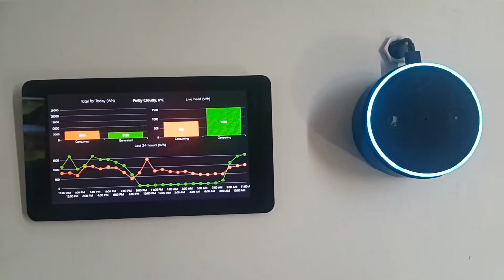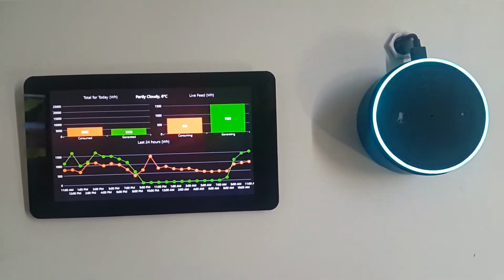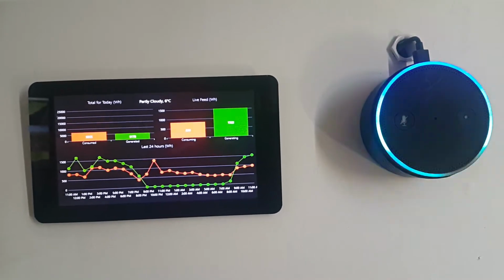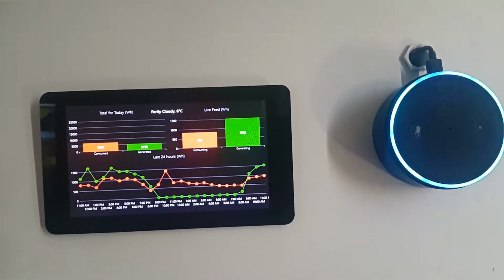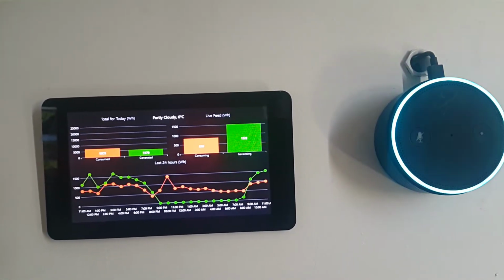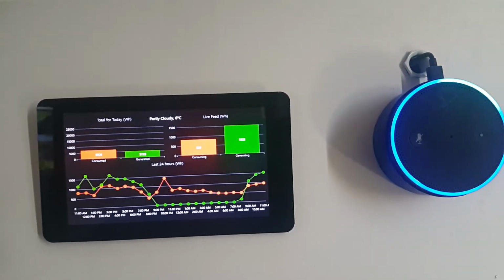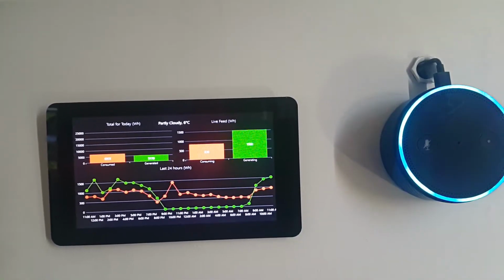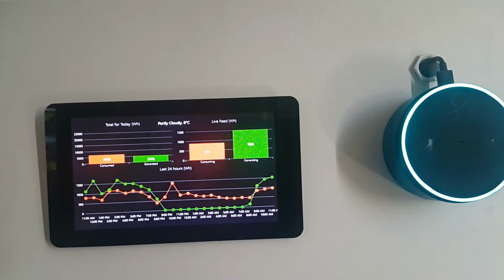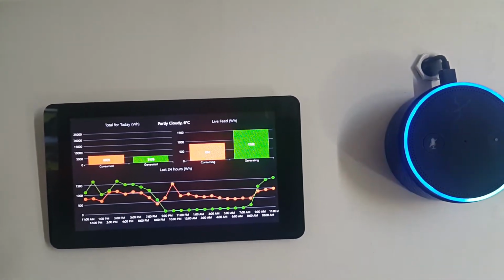What type of detailed report? Consuming, generating, or a comparison? Comparison. Is that a real-time comparison, or historic? Historic. Okay, please tell me what date. 7th of April 2017.